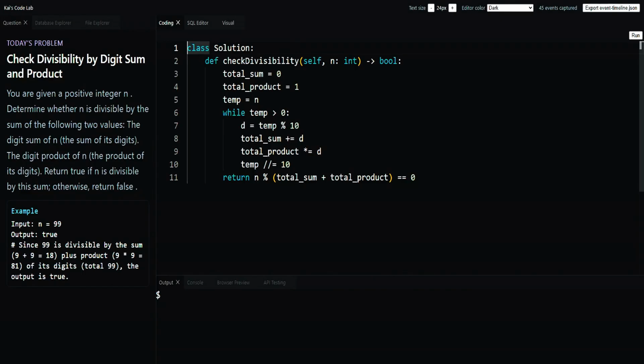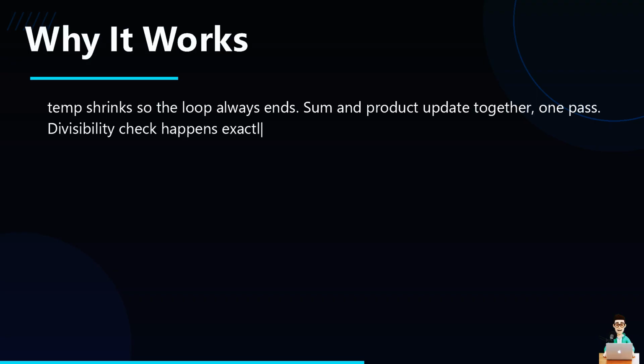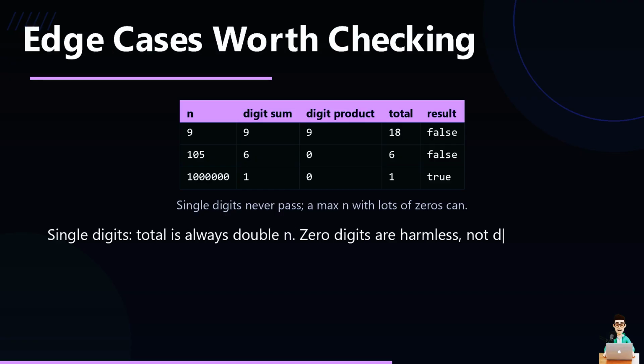The loop always ends because temp keeps shrinking by a factor of 10 each time. Sum and product build up together in that same single pass. So by the time we check divisibility, both pieces are ready. A single digit number can never pass. Its total is always double the number itself. So there's always something left over.